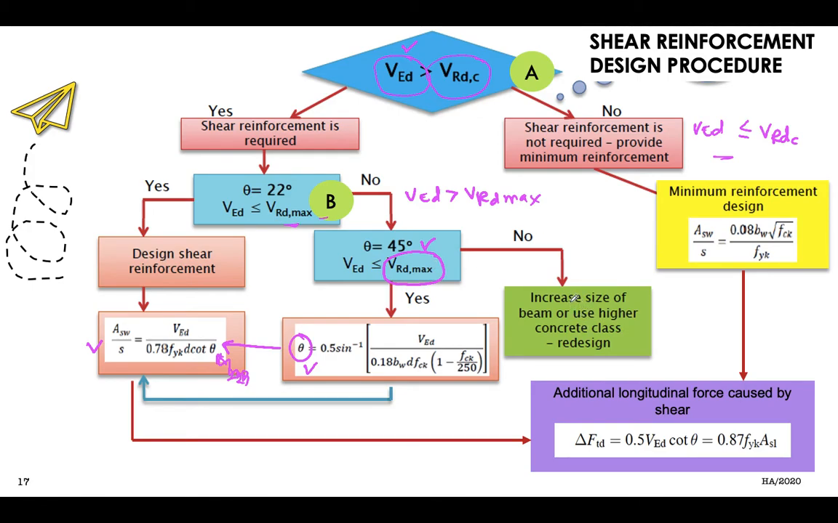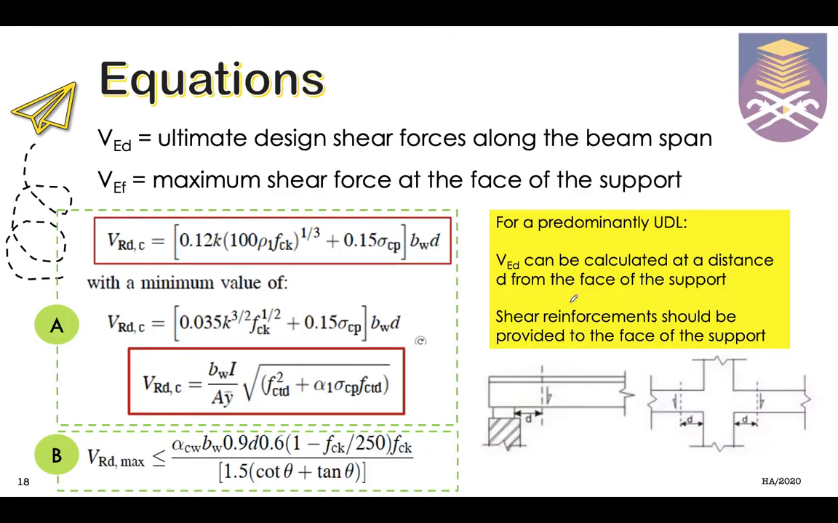So you can see here, this is the overall view of the shear reinforcement design procedure. So we will start with the comparison with VRDC. Then we are going to decide whether the shear reinforcement is required or not. Then we will proceed to the design of the shear reinforcements. So this is the overall view. So later when we do the example, you can see that we are going to follow this flow, and from this flow, we can see which equation that we are going to require. And these are the equations that we are going to use.